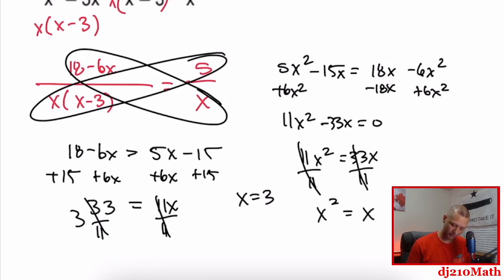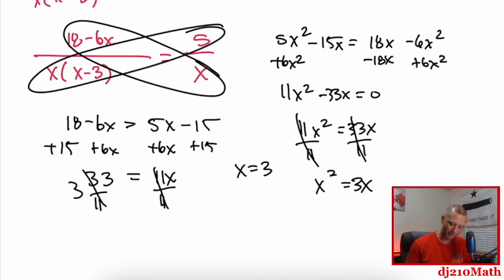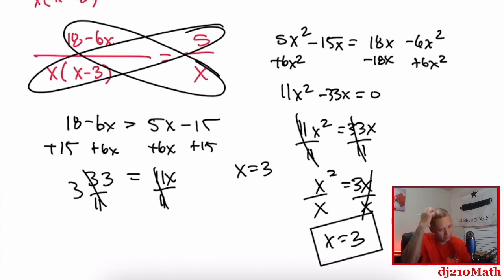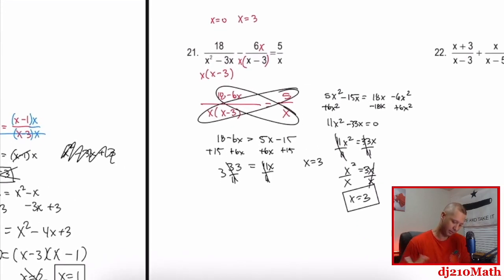X squared is equal to 3x. Which if I divide by x, right, x can't be 0, I already know that. X is equal to 3, okay. No, we were right. Gotta trust the math on that one, I guess. It just seems weird. X is equal to 3, but x can't equal 3, because that's what we established in the beginning. So, no solution.